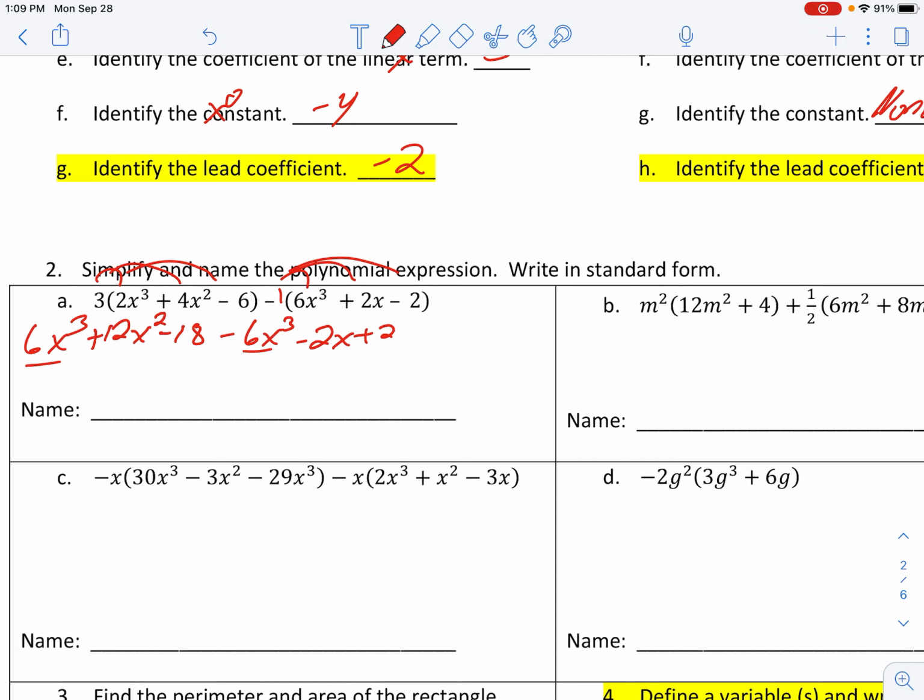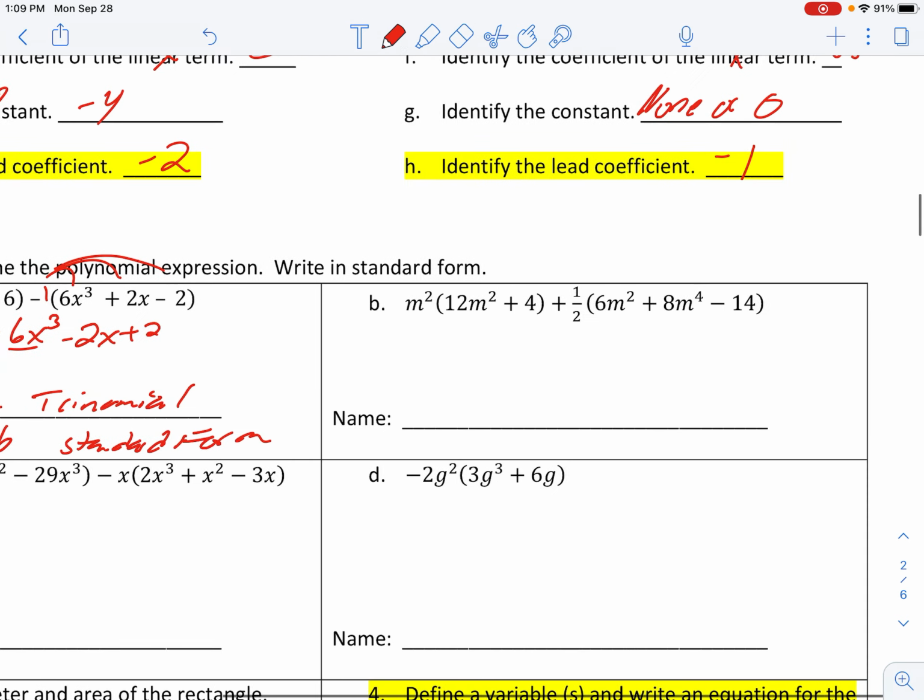Now after that, start combining like terms. Those cancel out. And then 12x squared starts it off. So I'm kind of running out of room here. I'm going to put my final answer down here. 12x squared. And then -2x. And then I have constants. So this is my standard form. And the name of this happens to be a quadratic trinomial. There's 3 terms and x squared.